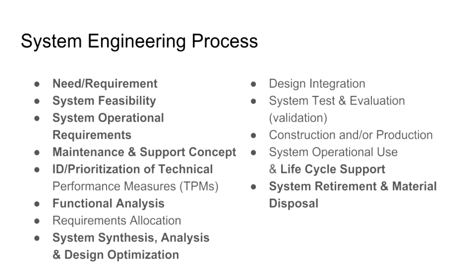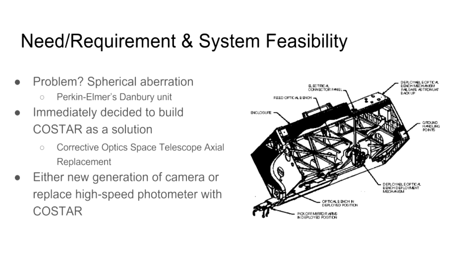There's going to be an emphasis in our presentation on a few steps. Those are the needed requirement, system feasibility, system operational requirements, maintenance and support concept, the TPMs, functional analysis, system synthesis, analysis and design optimization, and lifecycle support and system retirement and material disposal, to keep the presentation under the time limit. The first step within the system engineering process is need and requirements.